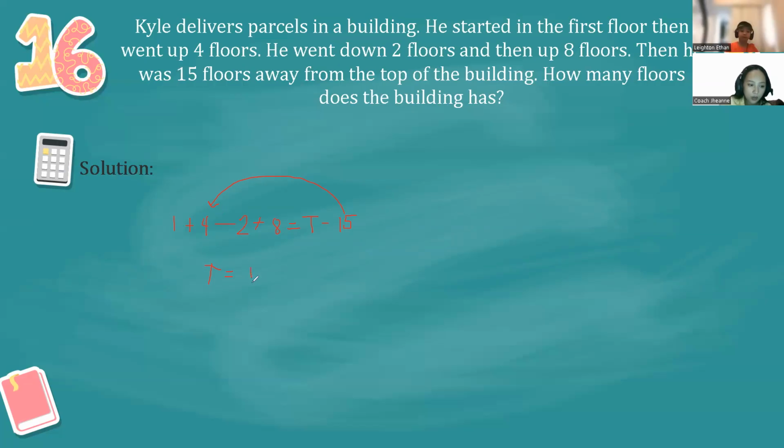So 1 plus 4 minus 2 plus 8 plus 15. It will now be 15. So what would be the answer? We have 26 floors. The building has a total of 26 floors. Okay.